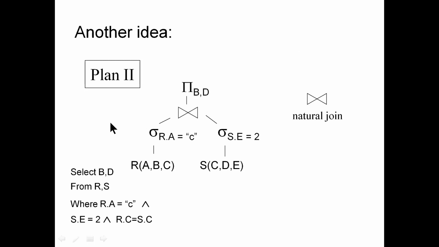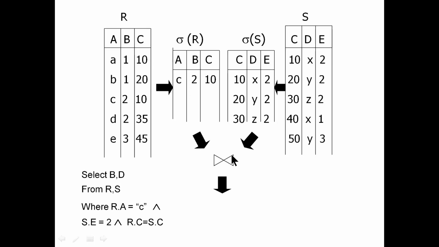But take a look at the second plan, plan 2. What we do is separately select from R and S, then take a natural join, and then project. So the natural join is going to take less time. This selection is also going to take less time compared to the earlier plan. So this is the better plan. We develop query plans before we execute and find the cost of each plan.